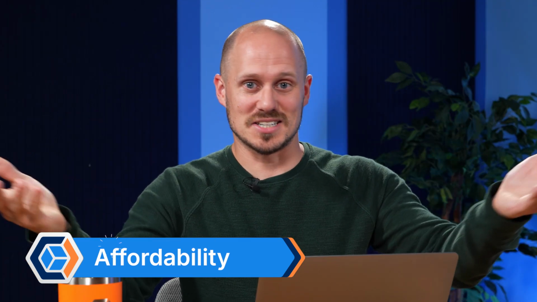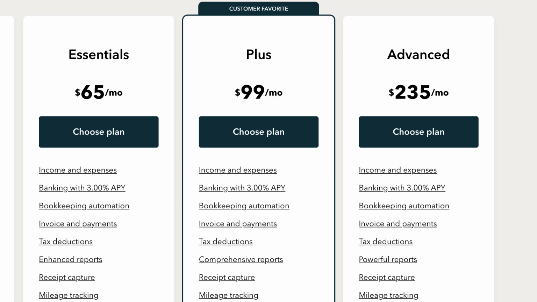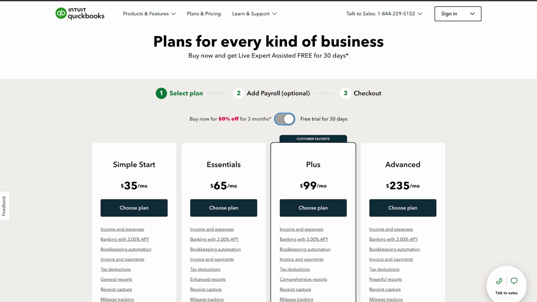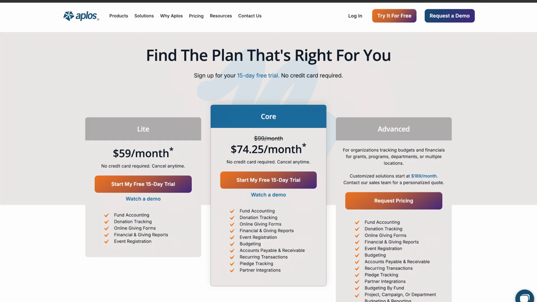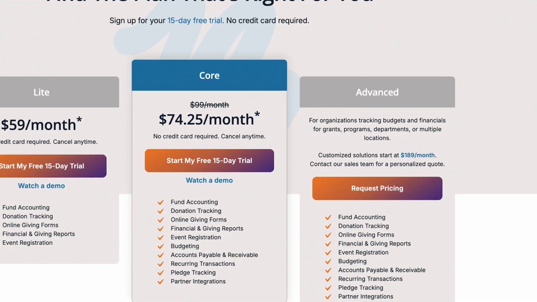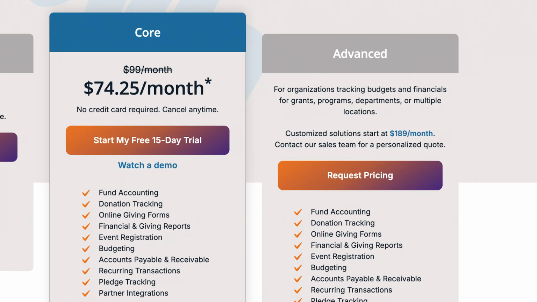Now, after user-friendliness, affordability is the most important factor when choosing an accounting program. The last thing you need is software that eats into your ministry funds. Some accounting programs can cost hundreds of dollars a month. I feel like those companies are taking advantage of churches when they charge so much for something so vital. Look for a solution that's intentionally priced for churches and doesn't have hidden fees or high setup costs.